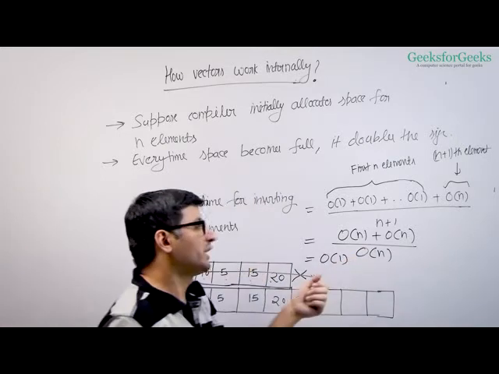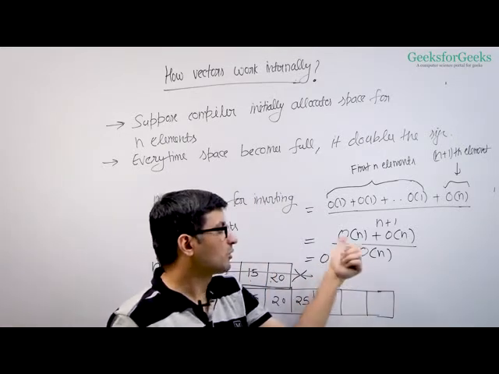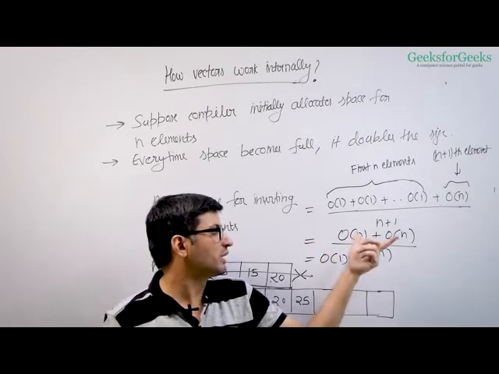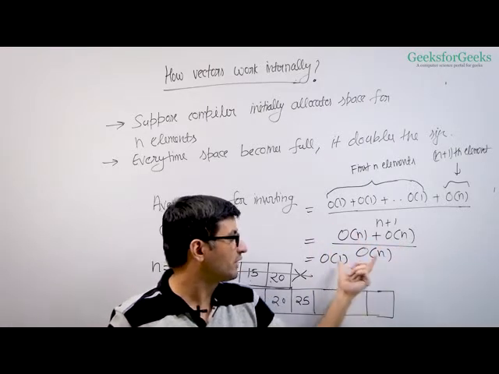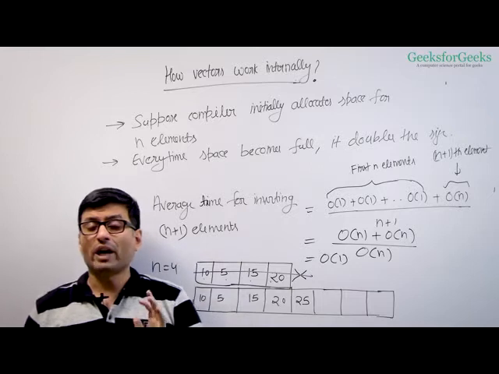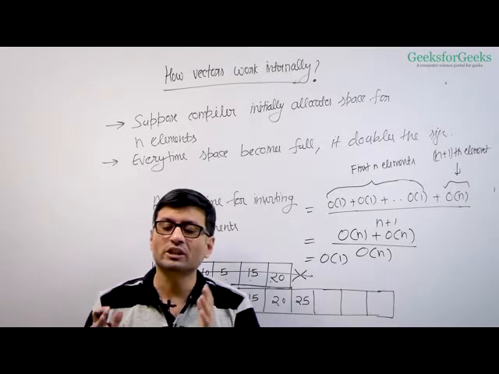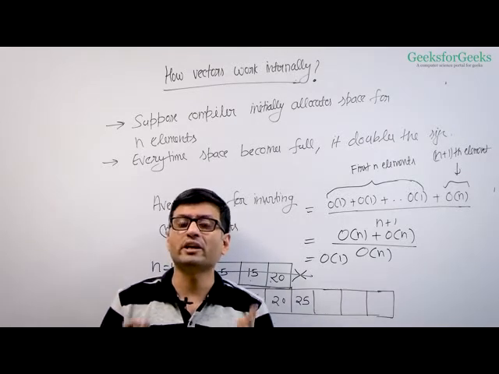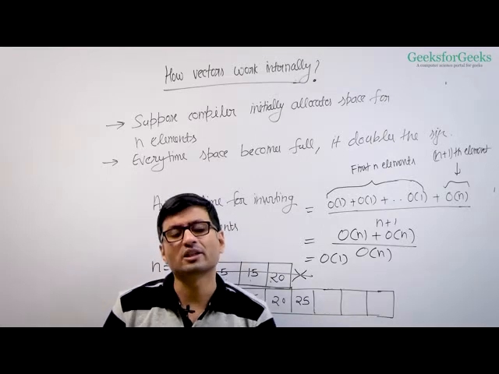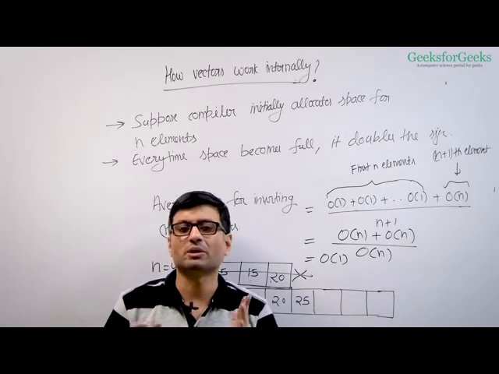2 into big O of n is big O of 2n. You can ignore the constant, so you get big O of n divided by big O of n, which is big O of 1. So the average time complexity to insert an element at the end of a vector is big O of 1, right? It's big O of 1.